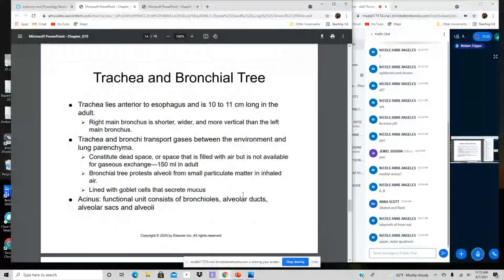The trachea lies anterior to the esophagus and is about 10 to 11 centimeters long in the adult. The trachea separates into the right and left bronchi. The right bronchus is shorter and wider than the left bronchus, which is more vertical.